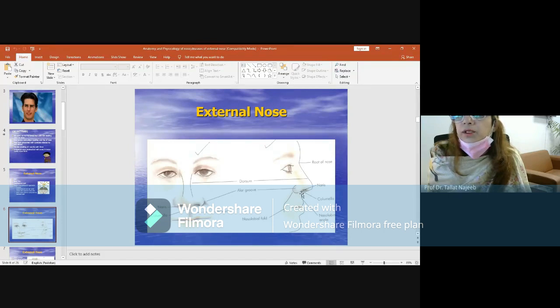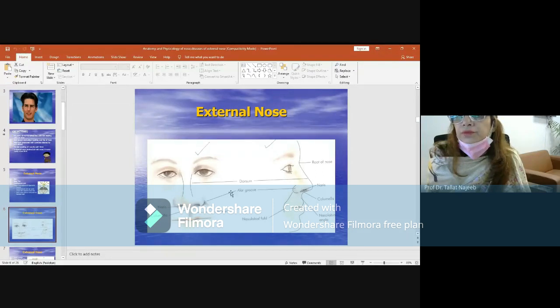This point is the columella. This is the philtrum and the nasolabial angle. This angle is the nasolabial angle and this part is called the philtrum. And this is the columella. These openings are called anterior nares or nostrils. At the side of the ala, there is a groove called the alar groove.